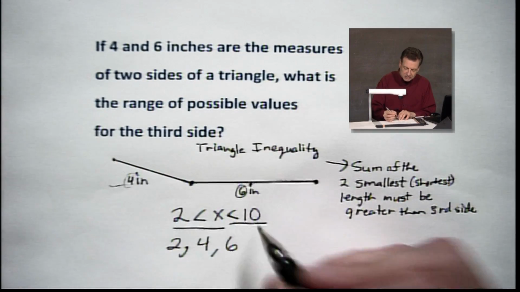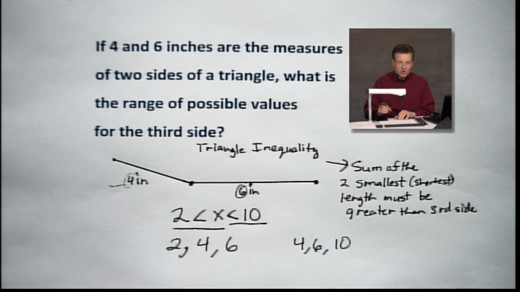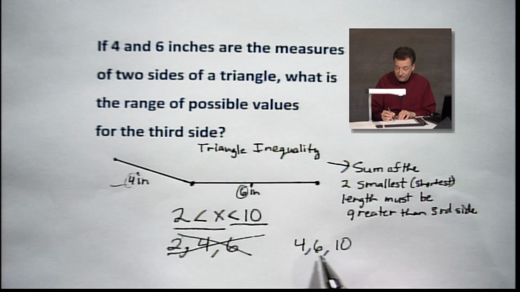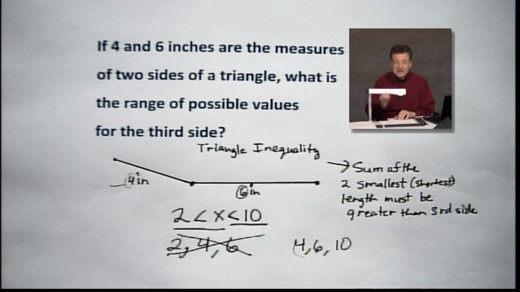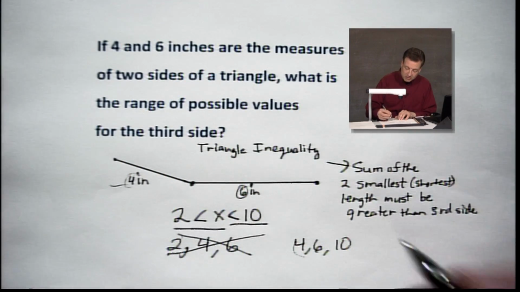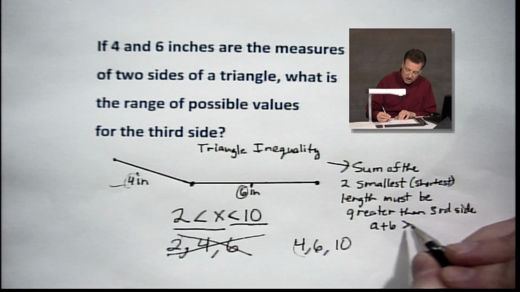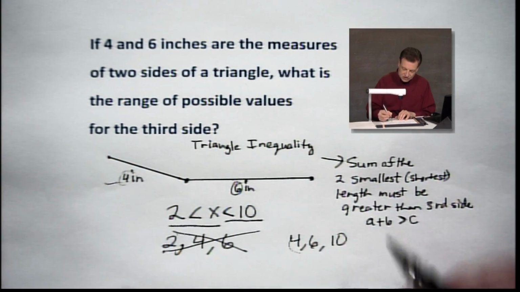That's on the other end because guess what? 4, 6, 10 doesn't work either, okay? So you can't have those, but you could have 4, 6, and maybe 9.99999 because 4 plus 6 is still going to be greater than 10. So what we're basically saying is, our smaller sides, a plus b, must always be greater than the longest side, which would be c. That's the story there.